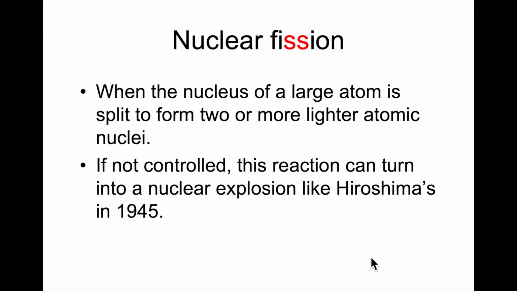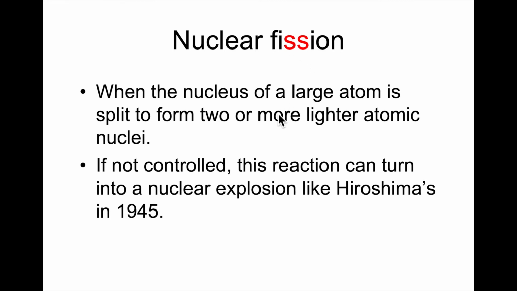When the nucleus of a very large atom, something that is very unstable, splits in two or more smaller or lighter atoms, with smaller and lighter nuclei, this is nuclear fission. You will notice here that I put the S's in red. There are two S's, and that's a way for me to remember that in nuclear fission, on the product side, we will find at least two different substances. So nuclear fission produces two or more substances.